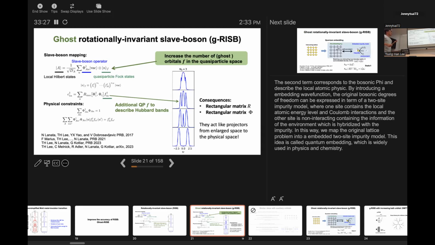And the consequence is that now this R and phi can be viewed as some kind of projector that maps these enlarged Fock states back to the physical local Hilbert states. And this R will also map the enlarged f quasi-particle orbitals back to the physical operators through these two projectors. So this is the main modification of the original RISB, and the rest of the saddle-point equations and the constraints still remain the same.